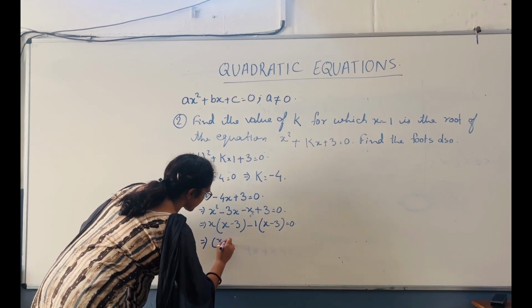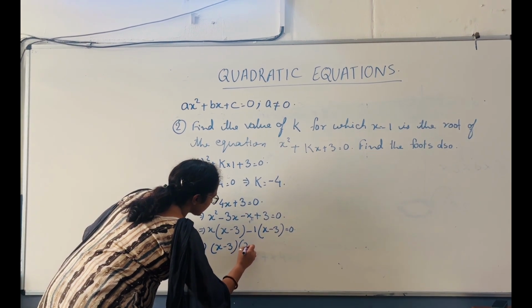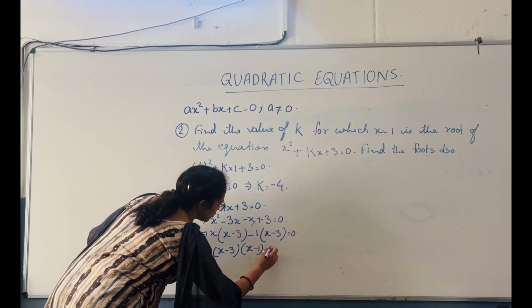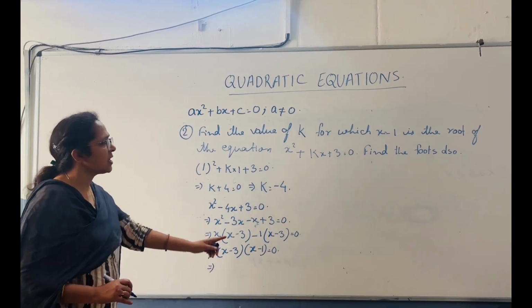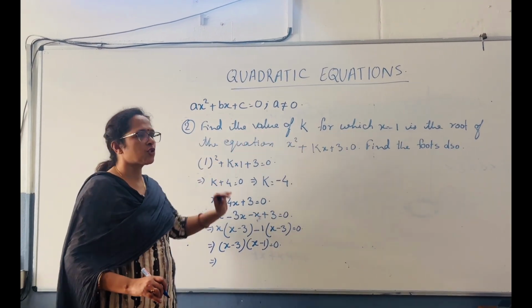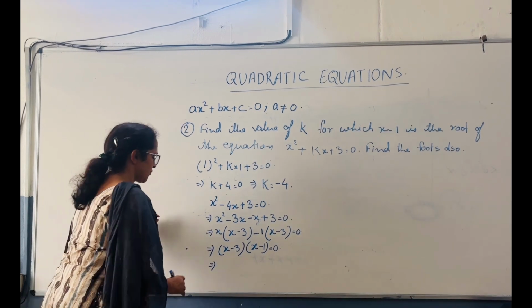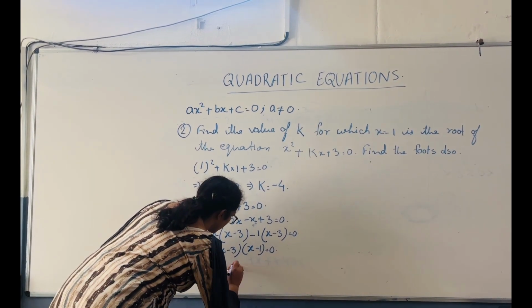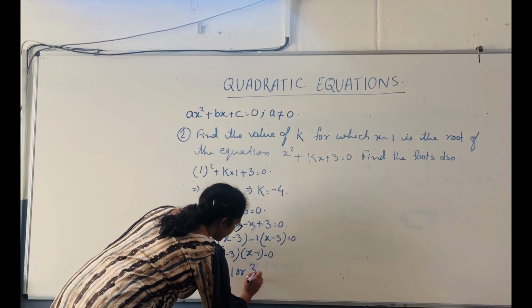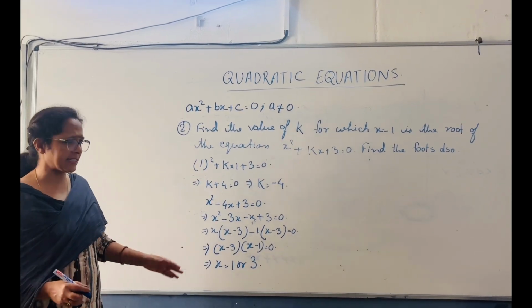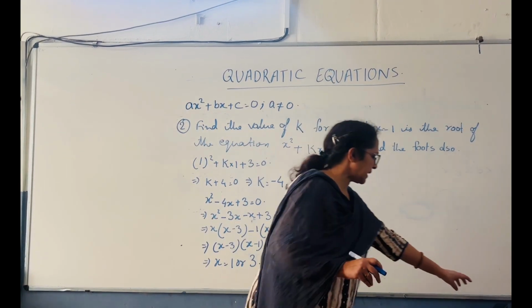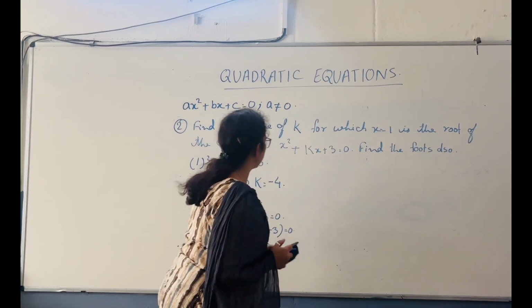Now x minus 3 will be taken as common. So what are we getting? x minus 1 is equal to 0. So we are getting two values of x. One is 1, which was already given to us. So the other root is 3. So x is equal to 1 or 3. This is another kind of question which can come in the exam. Now I am taking the third type of question.